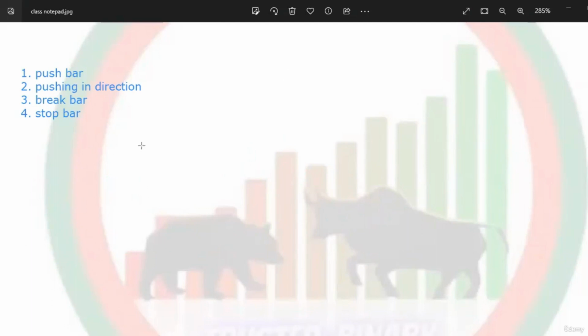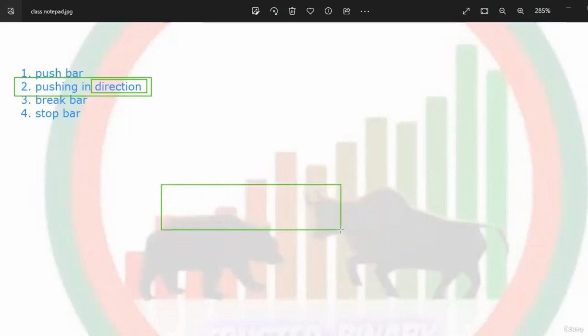Okay, pushing in direction. So direction, that means we have to first understand this part, direction. When we came to this part, definitely we have to follow the market structure and movement. Market structure and movement is very important in the second section, pushing in direction. So suppose the market is this one, ranging.